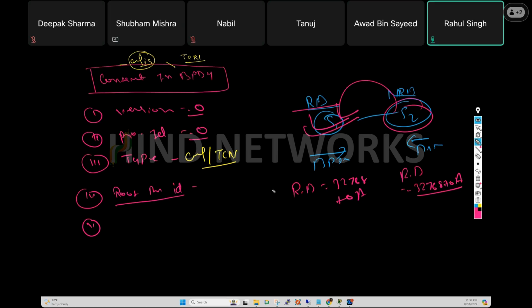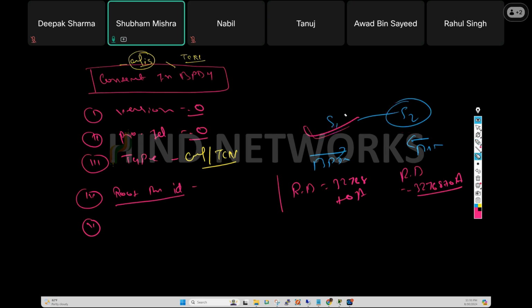So it will happen after the election. After the election, switch number 2 will realize, no, I am not the root bridge. Who is the root bridge? Switch number 1 is the root bridge. So in the root bridge field, switch number 2 will write the switch number 1 bridge ID. Clear, everyone? But before the election, switch number 1 thinks I am the hero, and switch number 2 thinks I am the hero. Getting my point? Understand? Yes, sir.